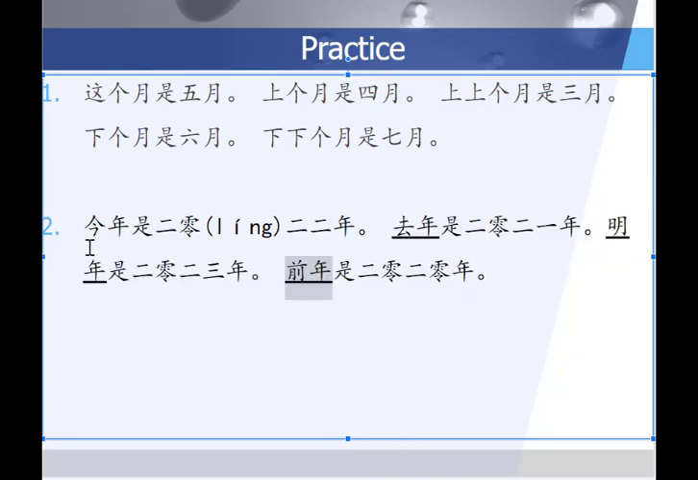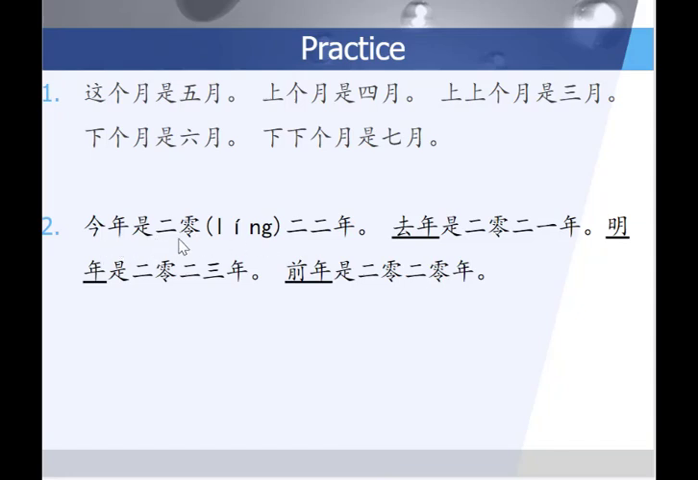Here's the answer. 今年是2022年. This year is the year 2022. 去年是2021年. Last year was the year 2021. 明年是2023年. Next year is 2023. And 前年是2020年. The year before last was 2020.